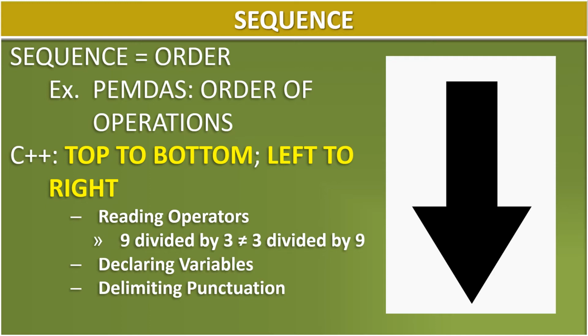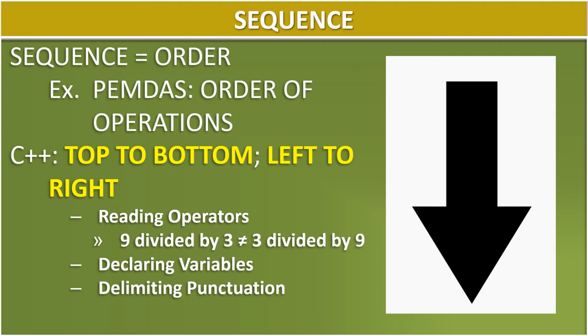In C++, as I said before, the default sequence is that it goes sequentially from top to bottom, which means it executes the commands at the top of your program before executing the next line, until it reaches the end. It's going to try to execute them left to right. It's not always left to right, because certain operators are read right to left, but basically it's going top to bottom and left to right, in the same way that you might read a page.